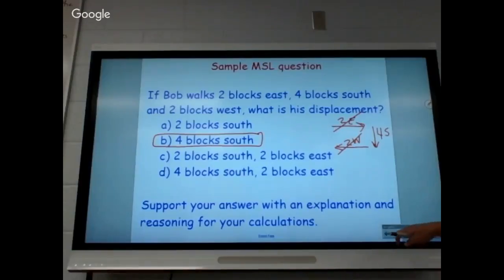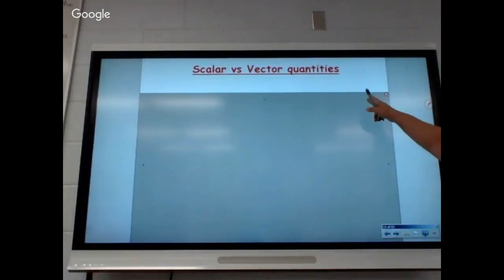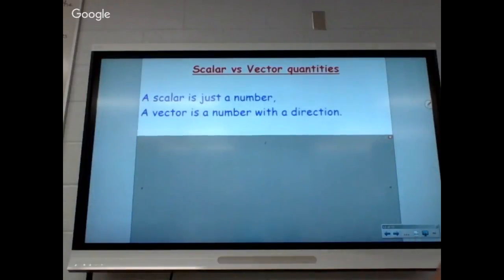All right. Now, we need to talk about scalar and vector quantities. Now, a scalar is a number.